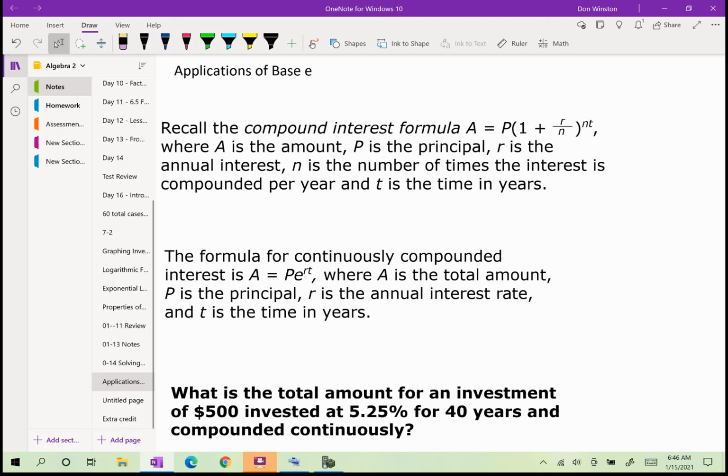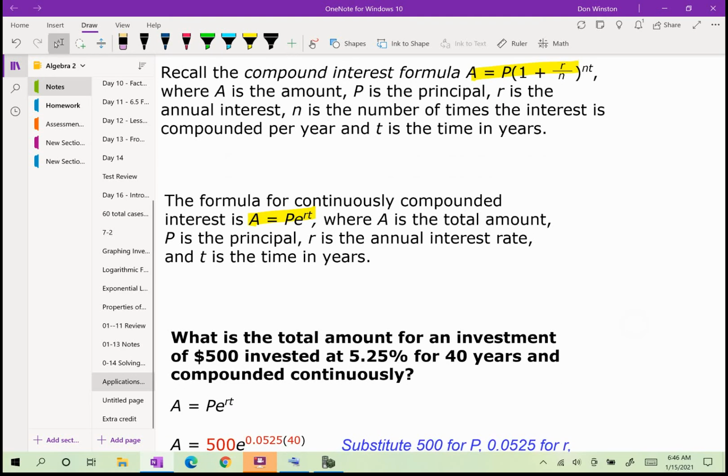That's somewhat difficult to see, so we're not talking about every year, or every month, or every quarter, or every day, or every hour, or every second. We're talking about continuously. If interest is compounded continuously, that reduces to base e. The formula for continuously compounded interest is A equals P times e raised to the rt, where A is the total amount, P is the principal or the initial amount, r is the annual interest rate, and t is time in years.